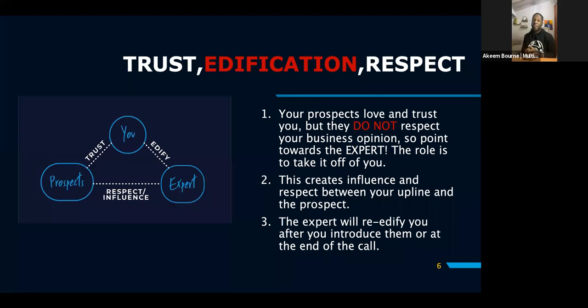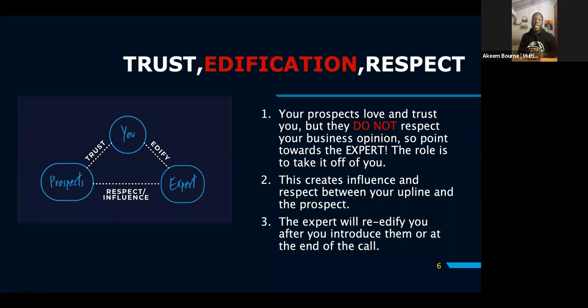And when you first get involved in the business, your goal is to be a signpost, to point towards something else or point towards somebody else, especially when you don't have the results. So watch this, all right? Look at what I have here. So point towards the expert or your upline. The role is to take it off of you.